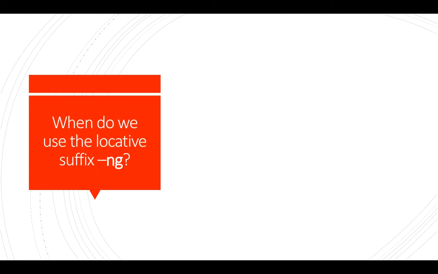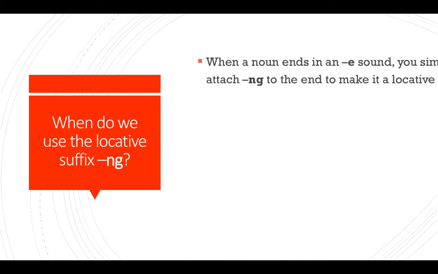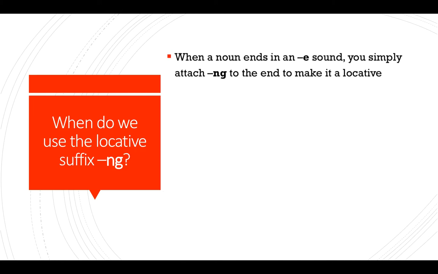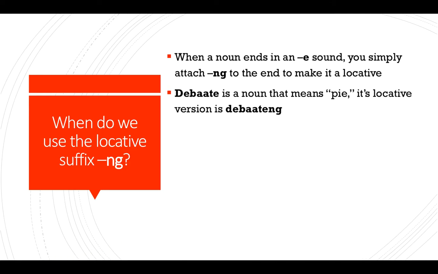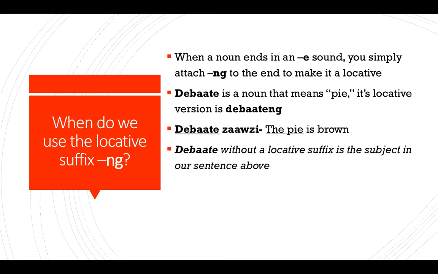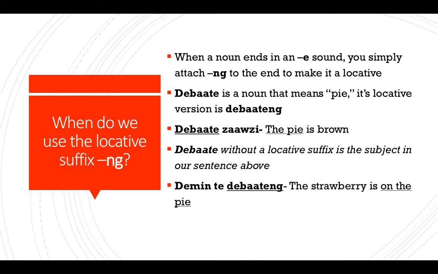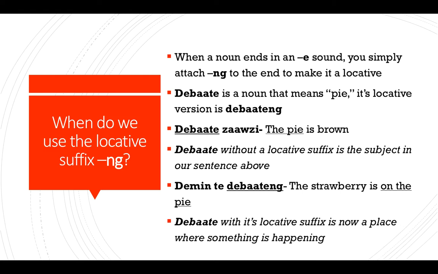So when do we use the locative suffix NG? When a noun ends in an E sound, you simply add NG to the end of it to make it a locative. Debate is a noun that means pie. Its locative version is debateng. So debate zauze means the pie is brown. Debate without a locative suffix is the subject in our sentence above. Deminte debateng, the strawberry is on the pie. Debate with its locative suffix is now a place where something is happening, so the strawberry is on the pie.